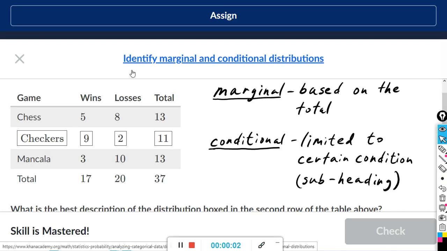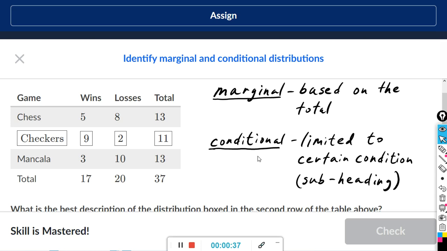This will be for the assignment, identify marginal and conditional distributions. Okay, so you might want to write this down here. The difference is that a marginal distribution is based on the total. Typically you can see the marginal distribution in the margin. These numbers here are based on this total right here. They can be subtotals or they can be percentages.